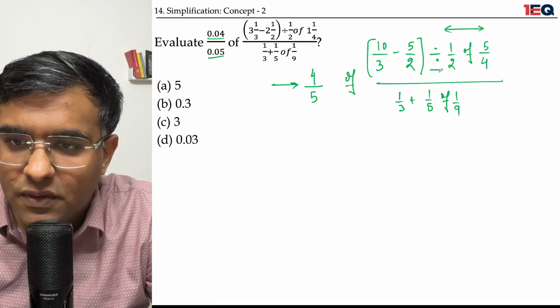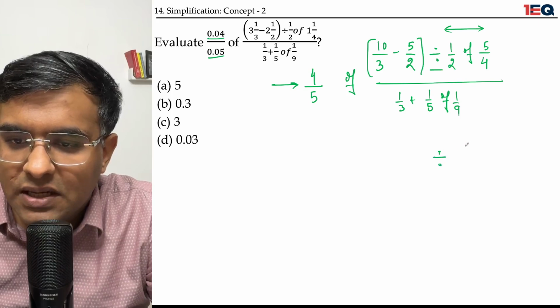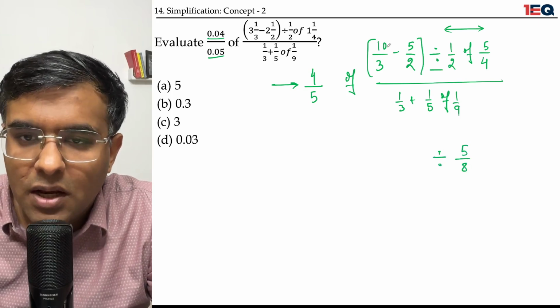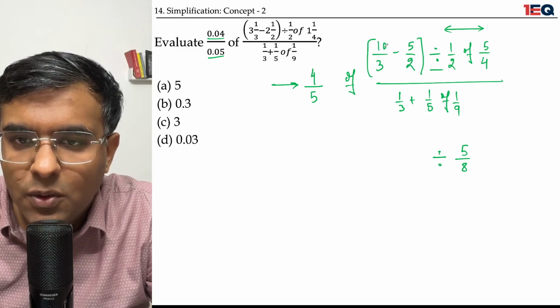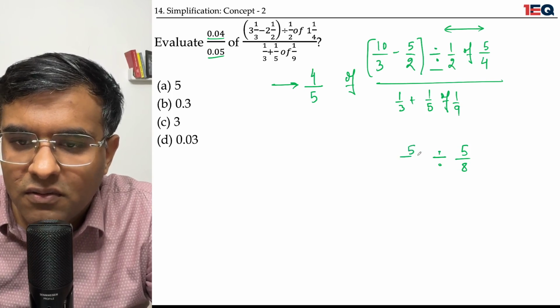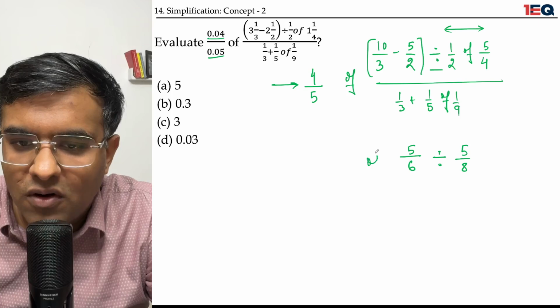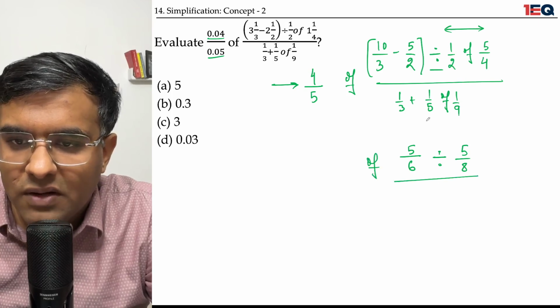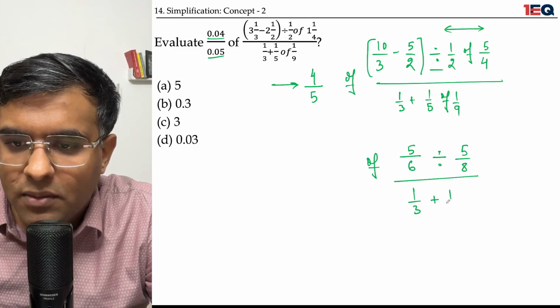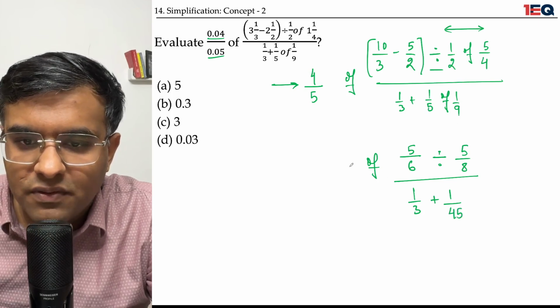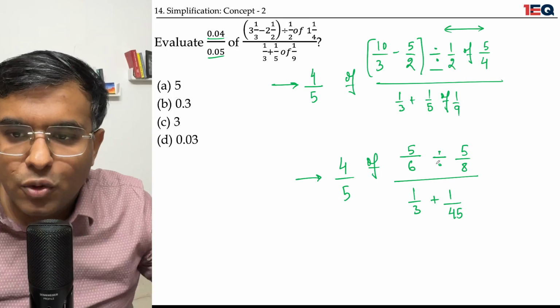There is a division sign over here, then 5 by 8. Now 10 by 3 minus 5 by 2, I'm going to cross multiply. 2 tens are 20, 3 fives are 15, 20 minus 15 is 5. So 5 upon 6, there is an 'of' symbol over here, whole divided by 1 by 3 plus 1 by 5 nines are 45. So we've reached this point where there is 4 upon 5 of the numerator and the denominator.